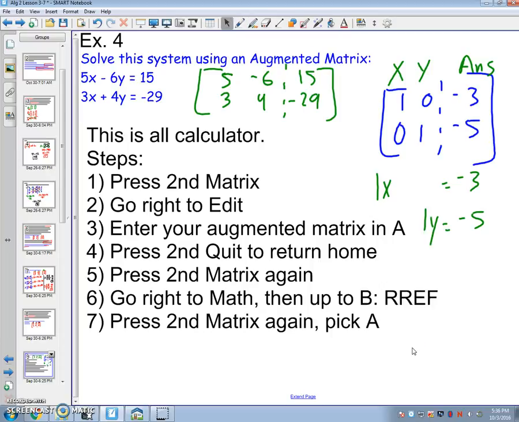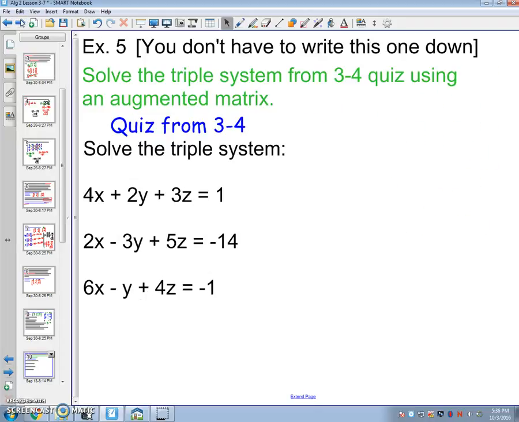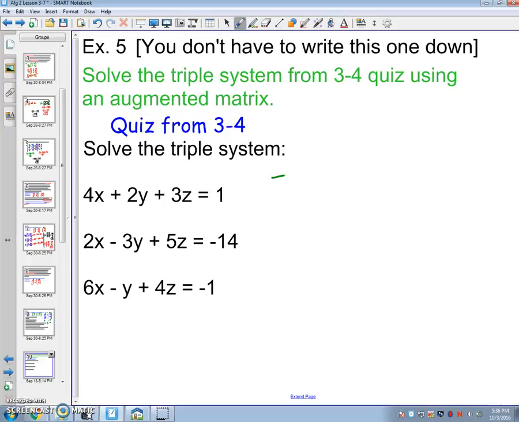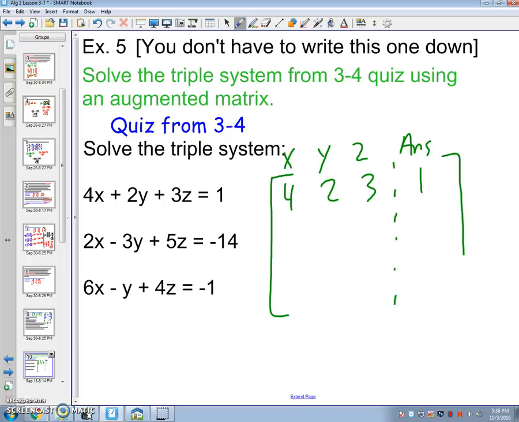All right, so again, try this. This was from your quiz last time. So make sure it's the constant form. So 4 goes x, 2 over y, 3 over z. The answer is 1. Remember, this is your x, y, z answer column. 2, negative 3, 5, negative 14, 6, negative 1, 4, negative 1.